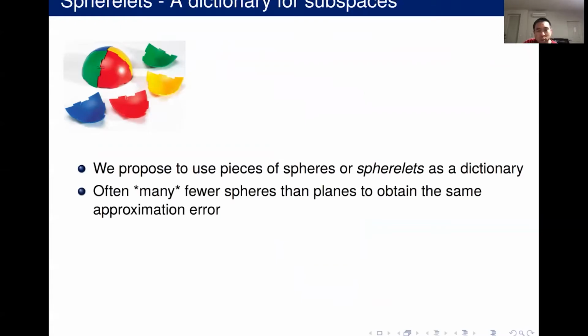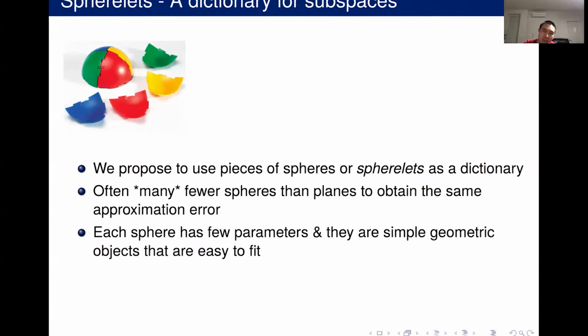Okay. So we propose to use PCAs of spheres, or spherelets, as a new dictionary. Often there are many fewer spheres than hyperplanes needed to obtain the same error. And each sphere has few parameters. Basically, the order is the same as the linear method. And these are very simple geometric objects that are easy to fit. So then the question is how to find the best sphere based on some observations.